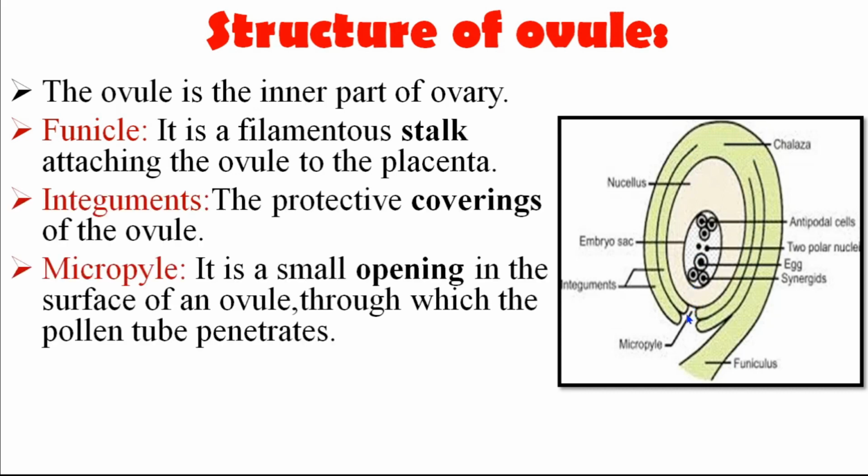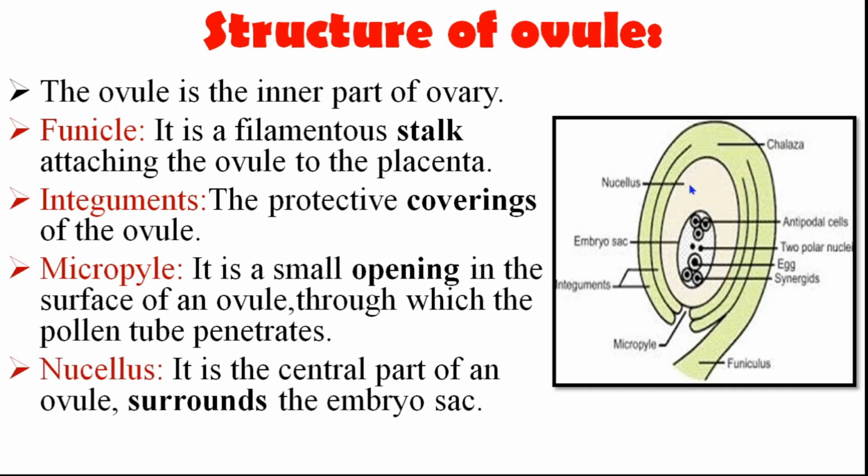This opening is known as the micropyle, and through the micropyle the pollen tube enters into the ovule and reaches the embryo sac. Nucellus is the structure present in the central part of the ovule which surrounds the embryo sac. This is the chalaza, the location where the nucellus attaches to the integuments, opposite to the micropyle. So this end is known as the chalazal end and this end is known as the micropylar end. These are the two ends of the ovule.